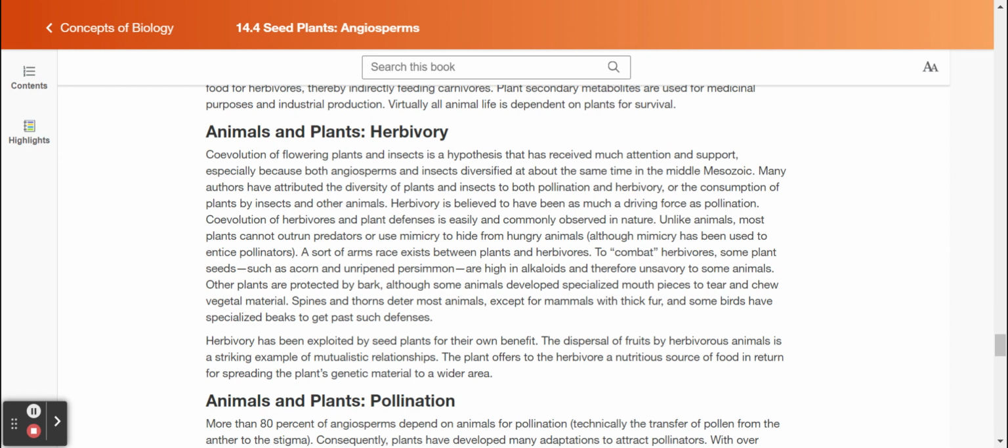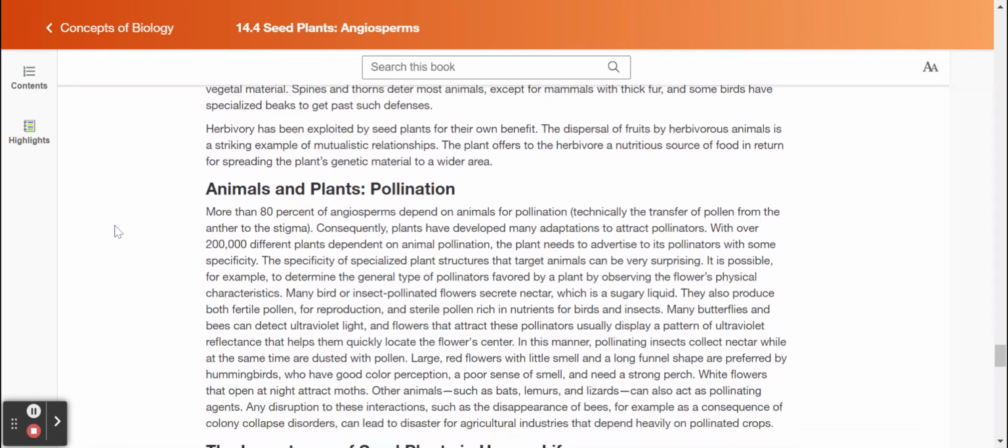Herbivory has been exploited by seed plants for their own benefit. The dispersal of fruits by herbivorous animals is a striking example of mutualistic relationships. The plant offers to the herbivore a nutritious source of food in return for spreading the plant's genetic material to a wider area.